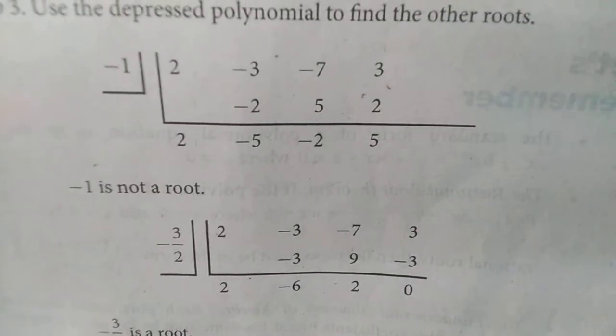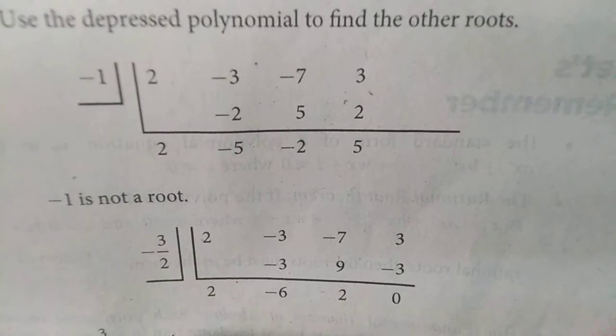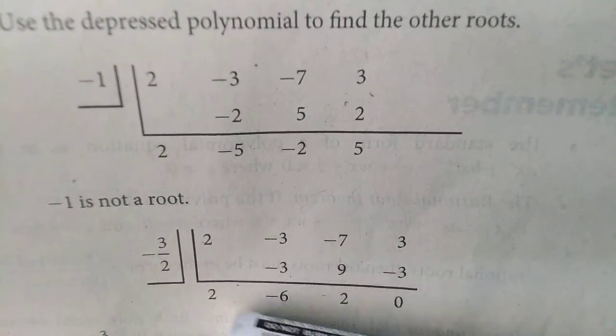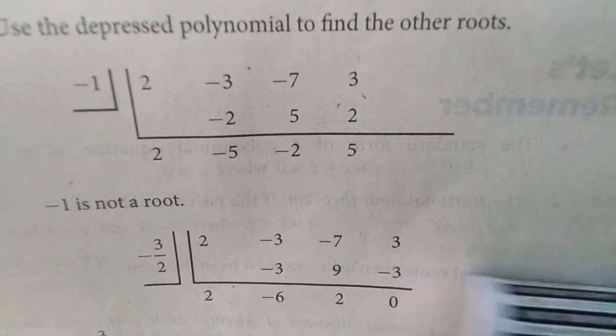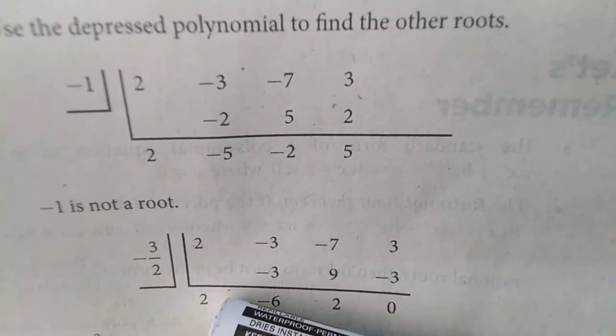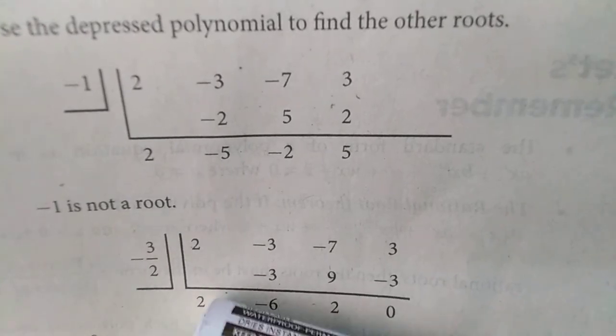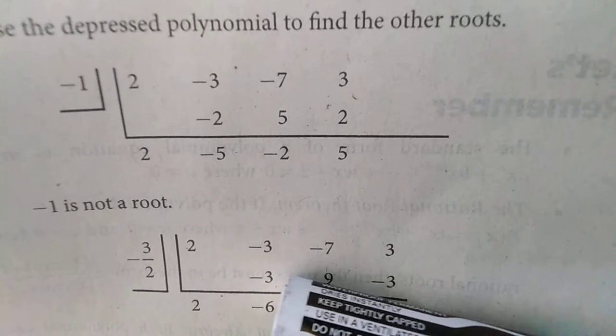Bring down 2, then 2 times negative 3 halves. Why did it become negative 3? In the fraction, 2 times 3 halves: 2 times 3 is 6, then divide by 2, negative 3.